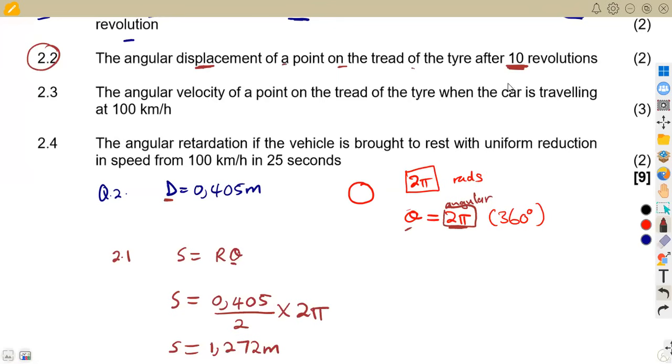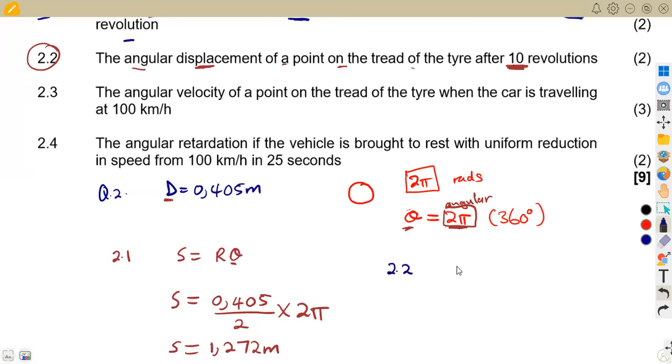After 10 revolutions, the angular displacement, of which I said theta represents the angular displacement. So on one revolution, theta is equal to 2 pi. So what about after 10 revolutions? You simply have to multiply.